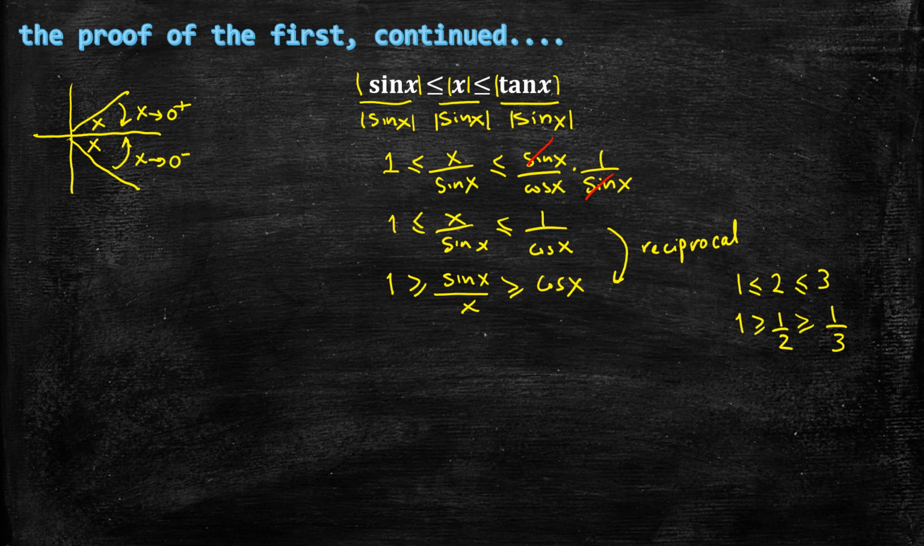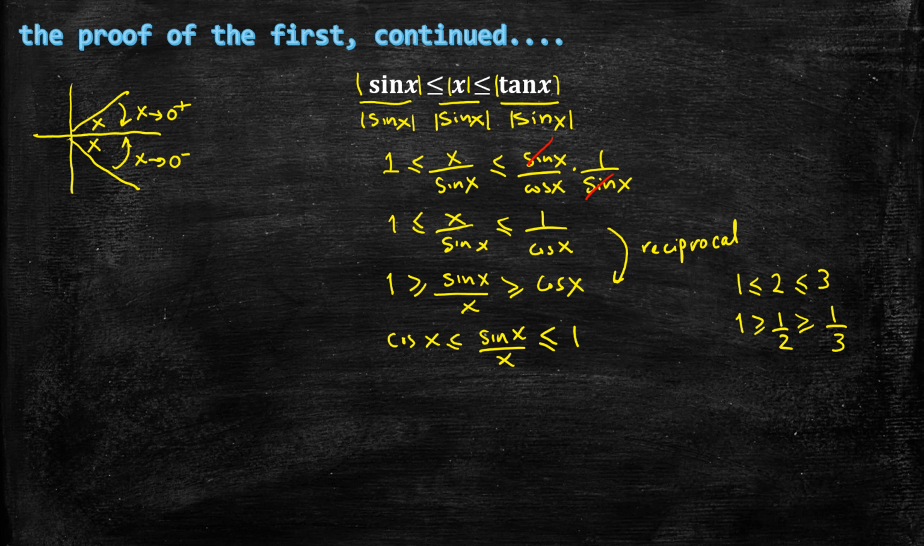Okay, now I'm just going to rearrange this and write this as cosine x, because I like my inequalities going in this direction. It's less than or equal to 1. As you see, we have squeezed sine x over x in between the two functions cosine x and 1.